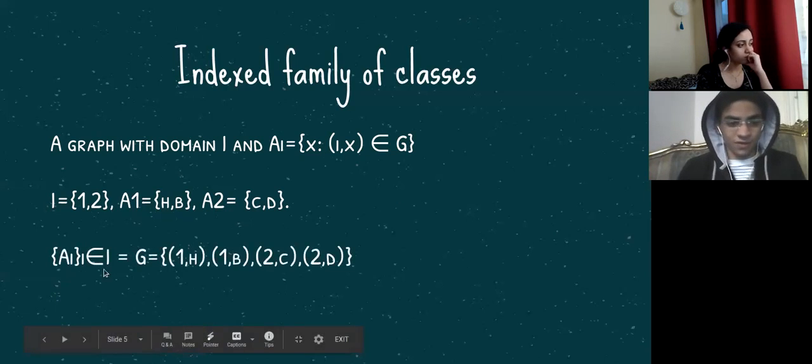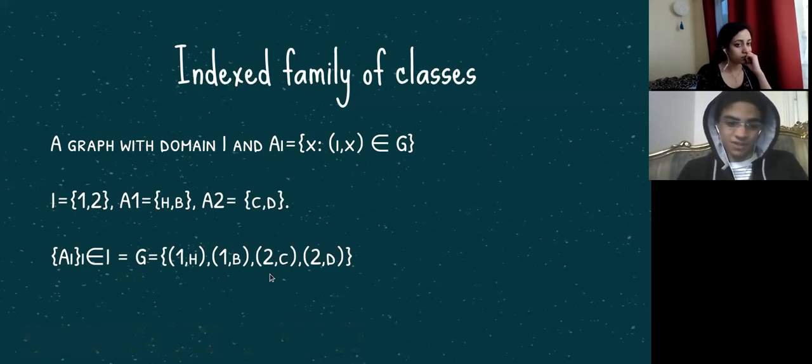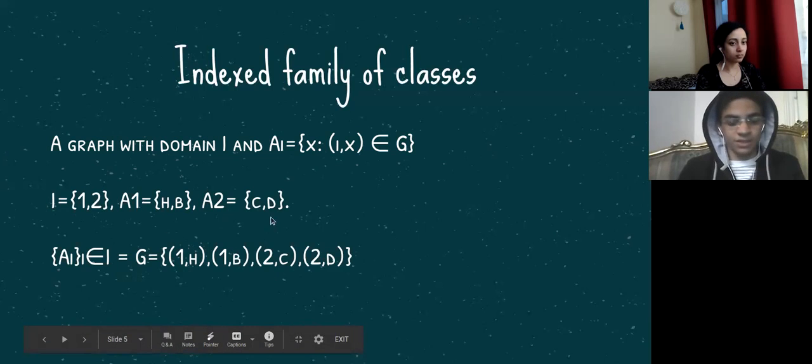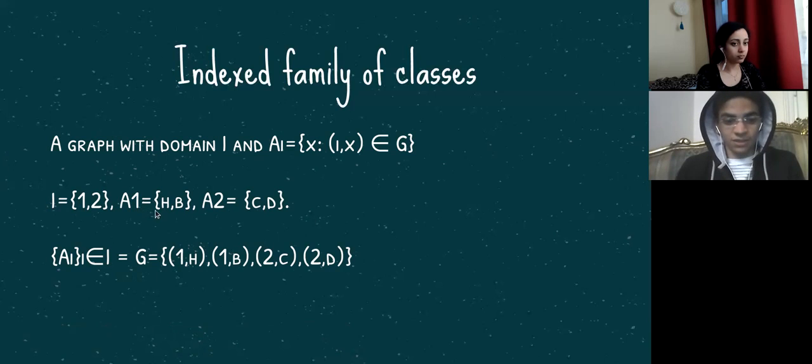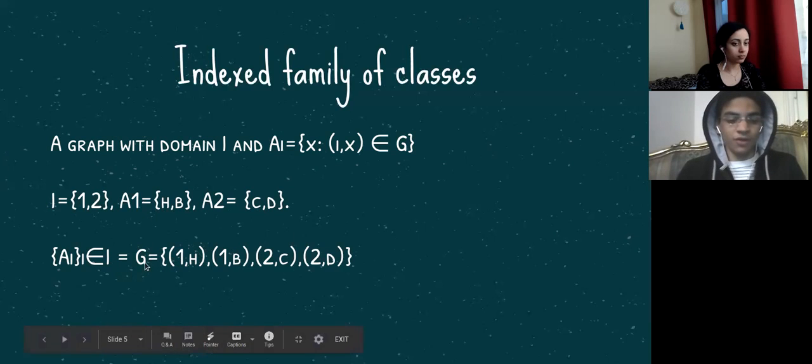So the index family of classes is just the graph with the domain of I. I have 1 and 2, so this would be my domain. Whatever is in the first place of the ordered pair would be either 1 or 2. And H, B, C, and D are my codomain, so whatever is in the second place of the ordered pair would be either H, B, C, or D. When I say A sub 1, I mean that H and B deal with the domain of 1, right? So overall, G equals the class of these ordered pairs: (1, H), (1, B), (2, C), and (2, D).